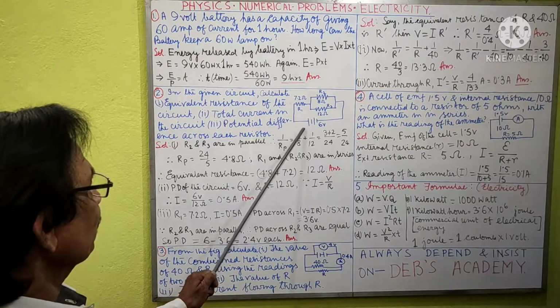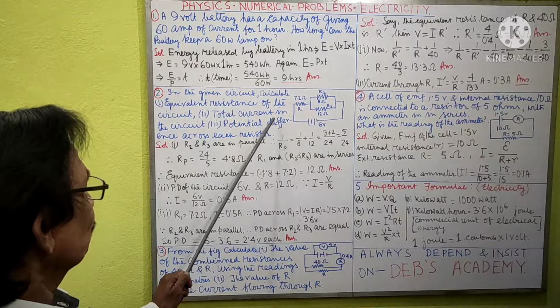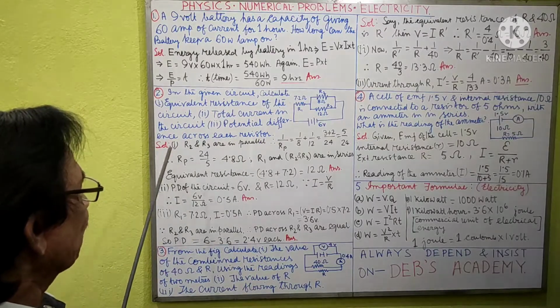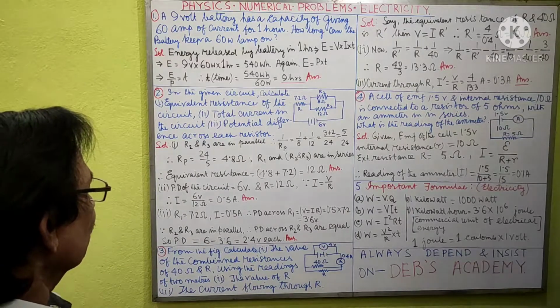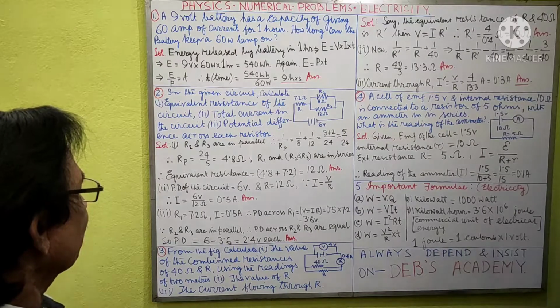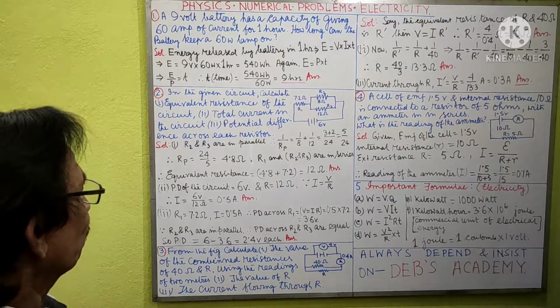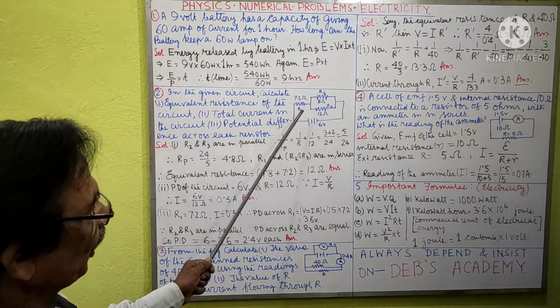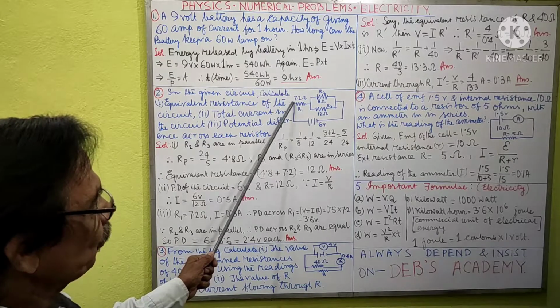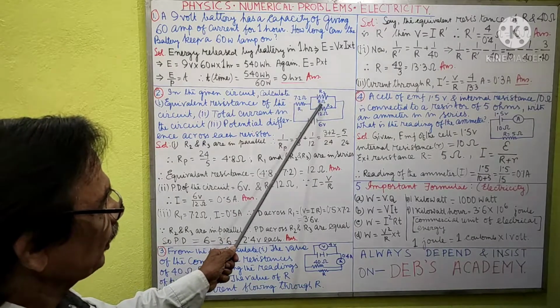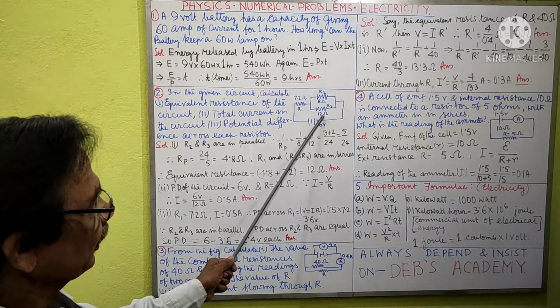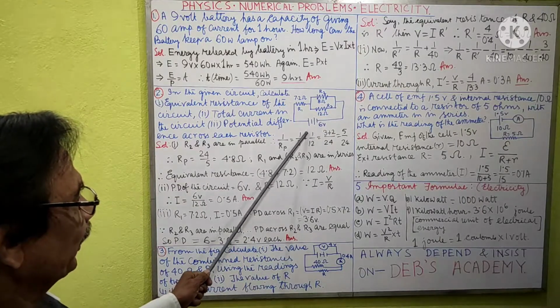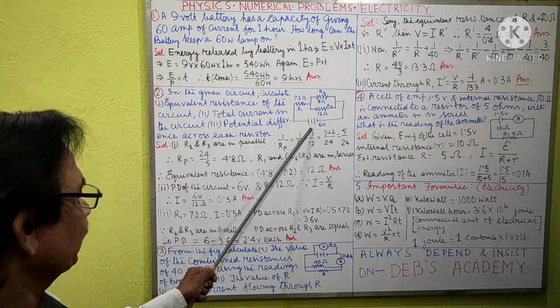In this given circuit, you have to calculate, number 1, the equivalent resistance of the circuit, number 2, the total current in the circuit, and number 3, the potential difference across the resistors. 3 questions are there. Now, just see, this is R1 which is 7.2 ohms, R2 that is 8 ohms and R3 that is 12 ohms. And the battery is 6 volt. Here is the battery.